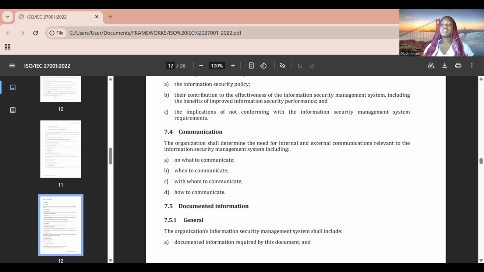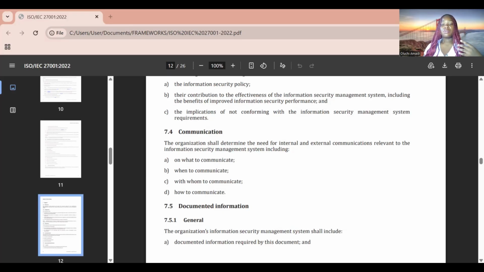So you have to make sure that you establish both internal and external communication processes. You can decide to use email, you can decide to use Slack, depending on what communication method your organization is using. And at the end of the day, you are going to be developing a communication plan document.